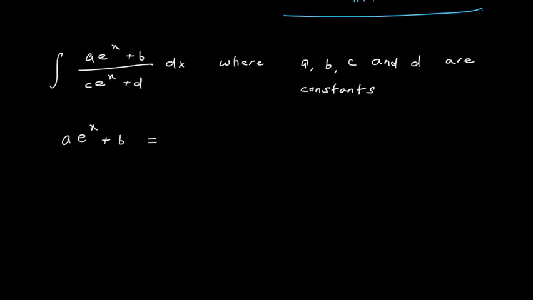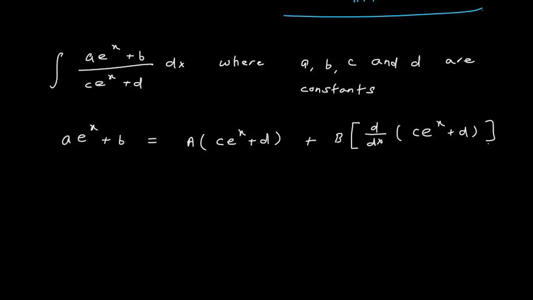What we do? We write this a e^x + b as some A times (c e^x + d), that is A times the denominator, plus B times the derivative of the denominator, that is d/dx of (c e^x + d). So this numerator I will split in two parts: one, the denominator, and other, the derivative of the denominator. Then how will it help me? Let us see that with the help of some problem.